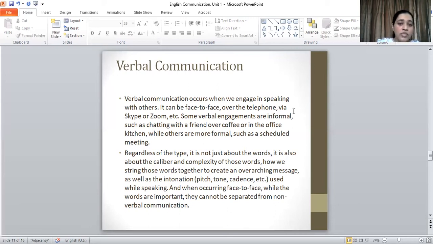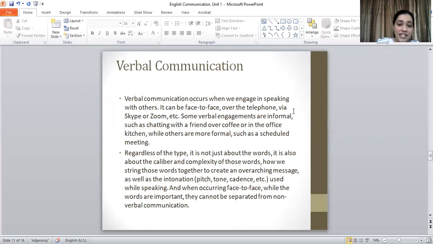How we string those words together to create an overarching message, as well as intonation. This would include pitch, tone, cadence, etc., used while speaking. And when occurring face-to-face, while the words are important, they cannot be separated from non-verbal communication.